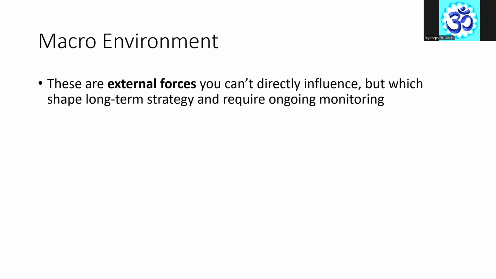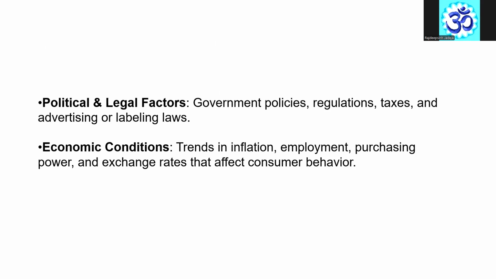Now the macro environment. These are the external forces you can't directly influence, but which shape long-term strategy and require ongoing monitoring. The factors included in the macro environment are uncontrollable. An organization can control the micro environment, but it cannot control the macro environment. The macro environment includes political and legal factors, which include government policies, regulations, taxes, and advertising and branding rules. Then economic conditions of a country, like trends in inflation, employment, purchasing power, and exchange rates, affect consumer behavior.